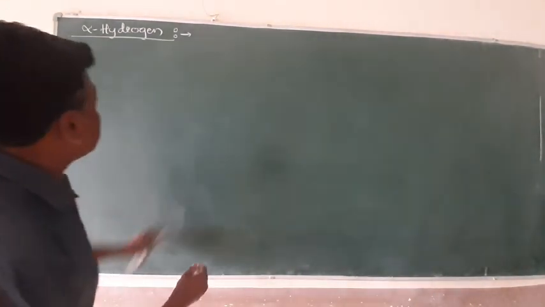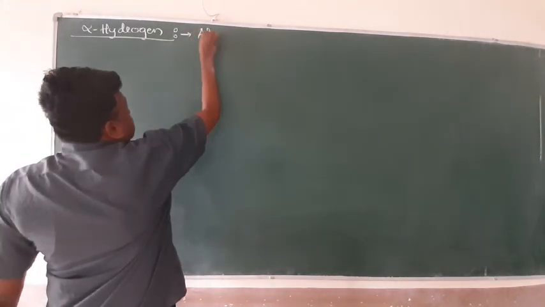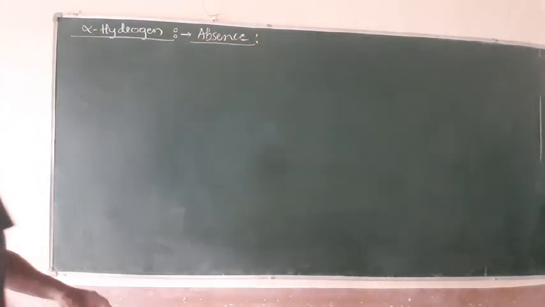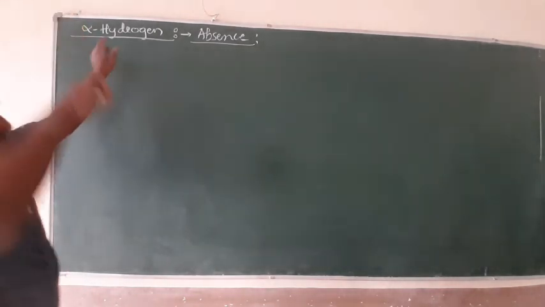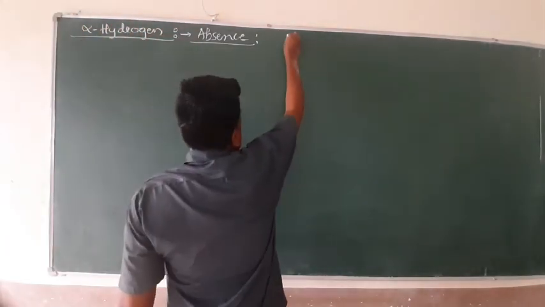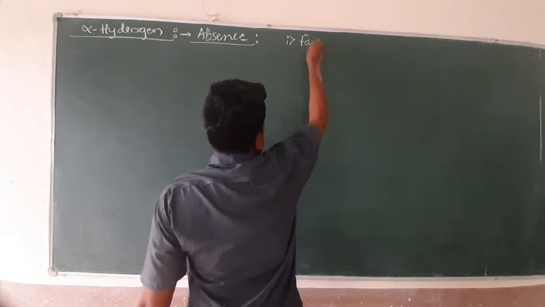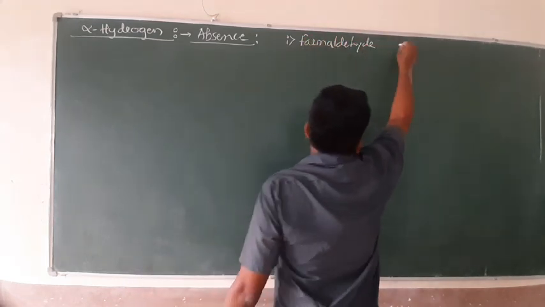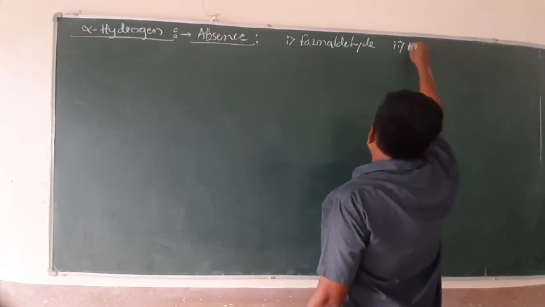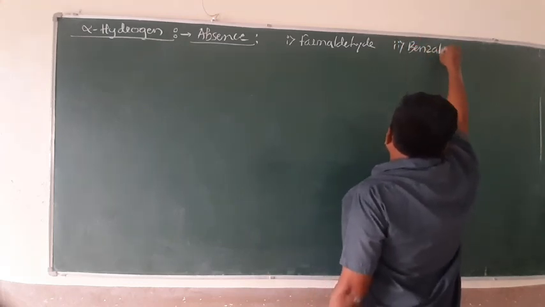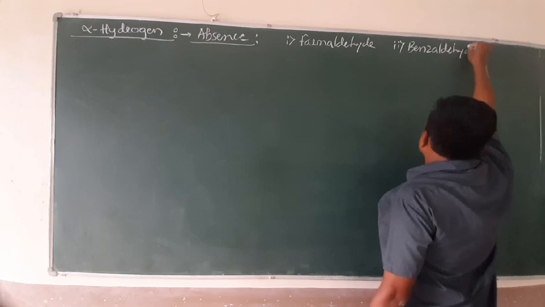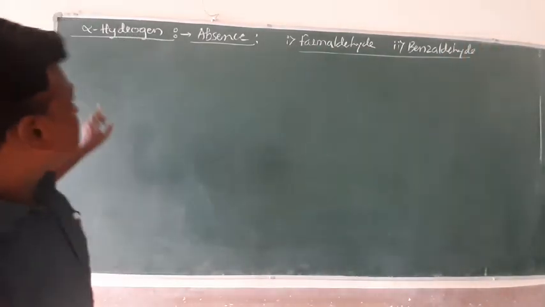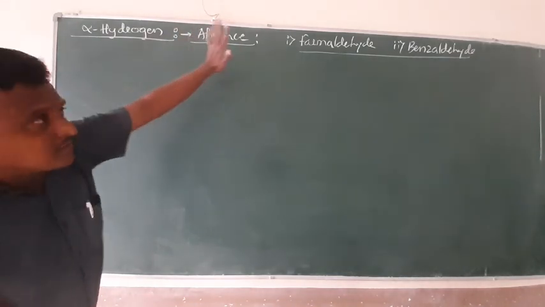So this is about alpha hydrogen, meaning absence of alpha hydrogen. Yes, absence of alpha hydrogen occurs in two compounds in our syllabus. One is formaldehyde and another one is benzaldehyde. Formaldehyde and benzaldehyde do not contain alpha hydrogen, meaning absence of alpha hydrogen.